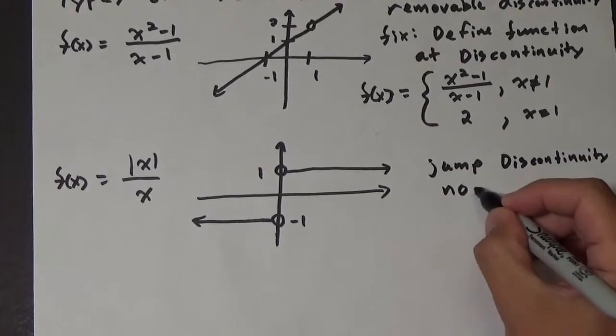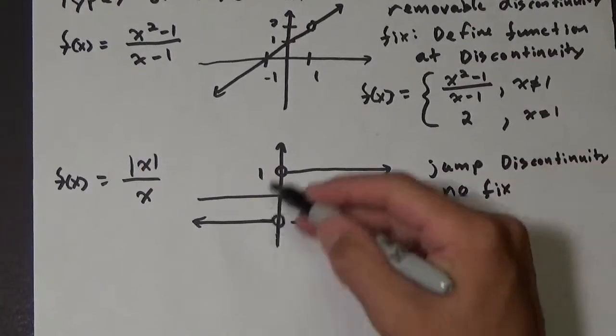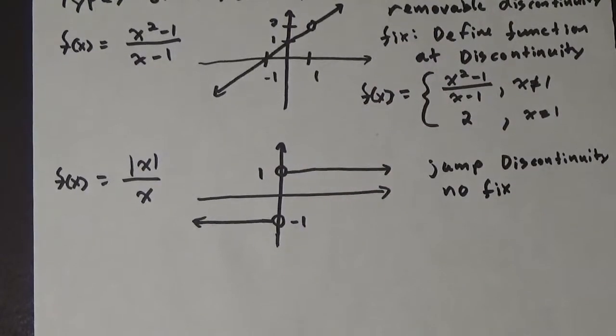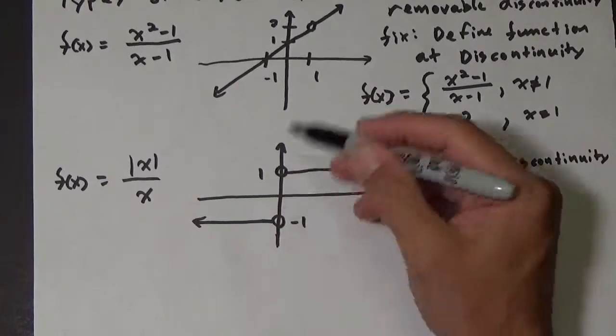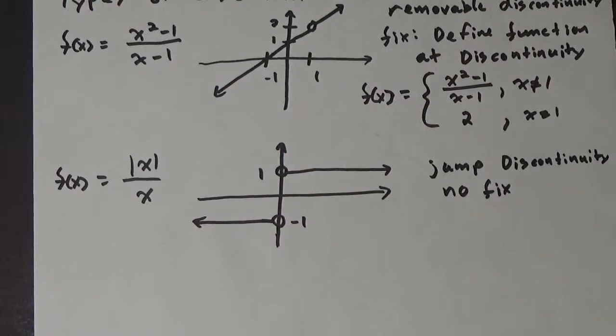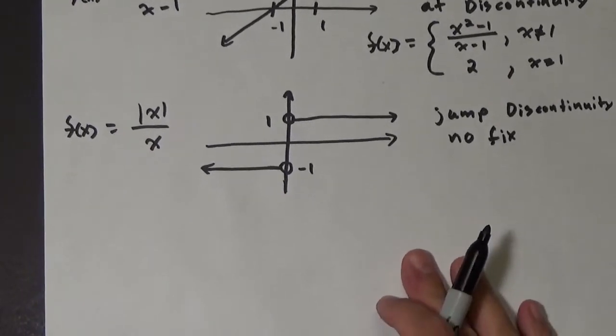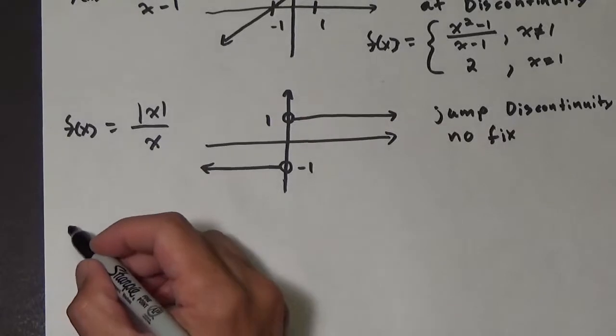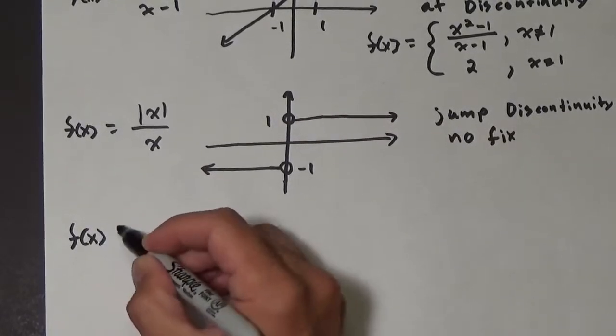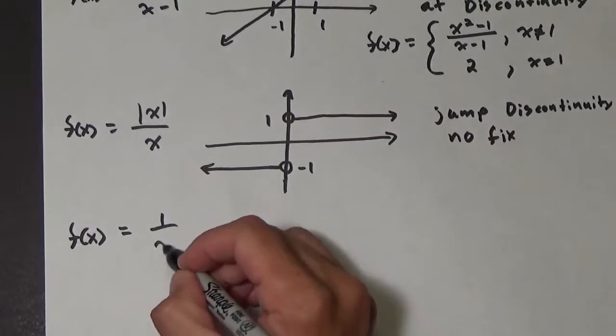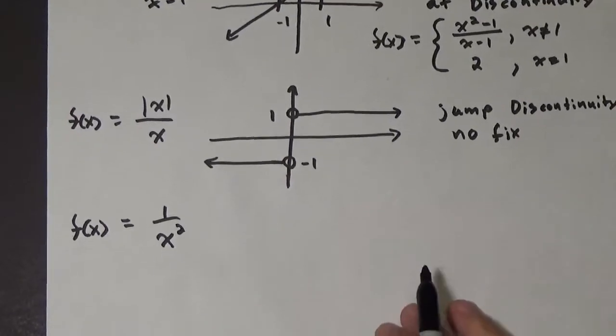And this one has no fix. There's nothing we can do to make this continuous. It's not like you can connect these two, because then we would no longer have a function, so that's not allowed. So there's no fix. Let's look at another one. This one you guys have seen before in previous classes. 1 over x squared, or something like this.